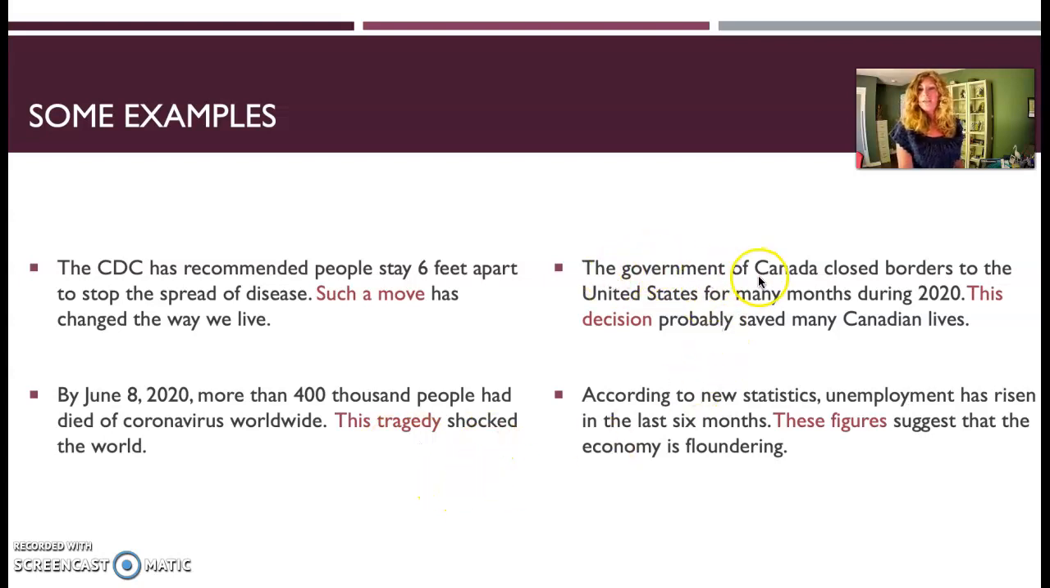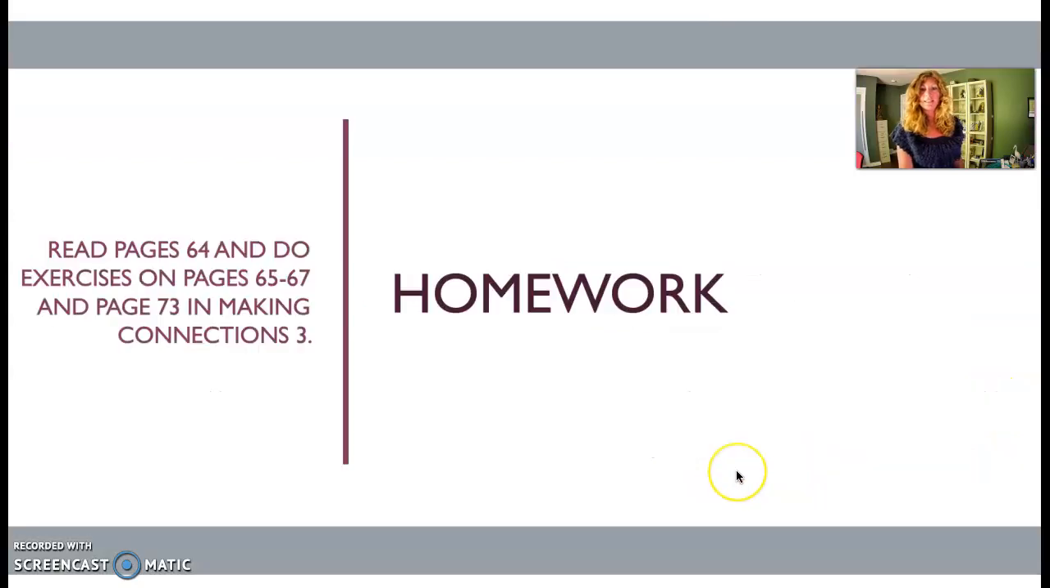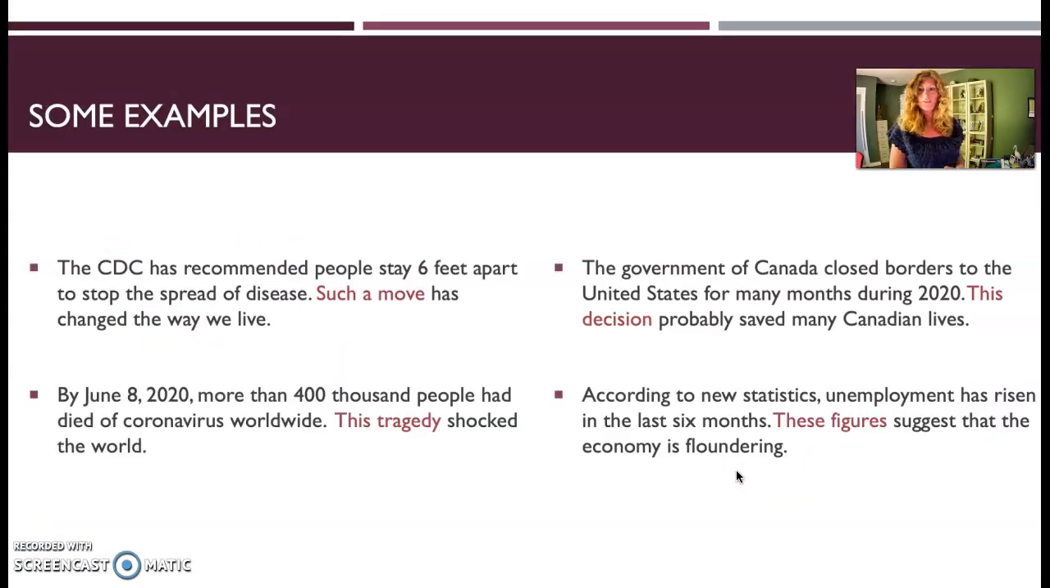The government of Canada closed borders to the United States for many months during 2020. This decision probably saved many Canadian lives. According to new statistics, unemployment has risen in the last 6 months. These figures suggest that the economy is floundering. Okay, so here's just a few examples of continuing ideas in sentences.